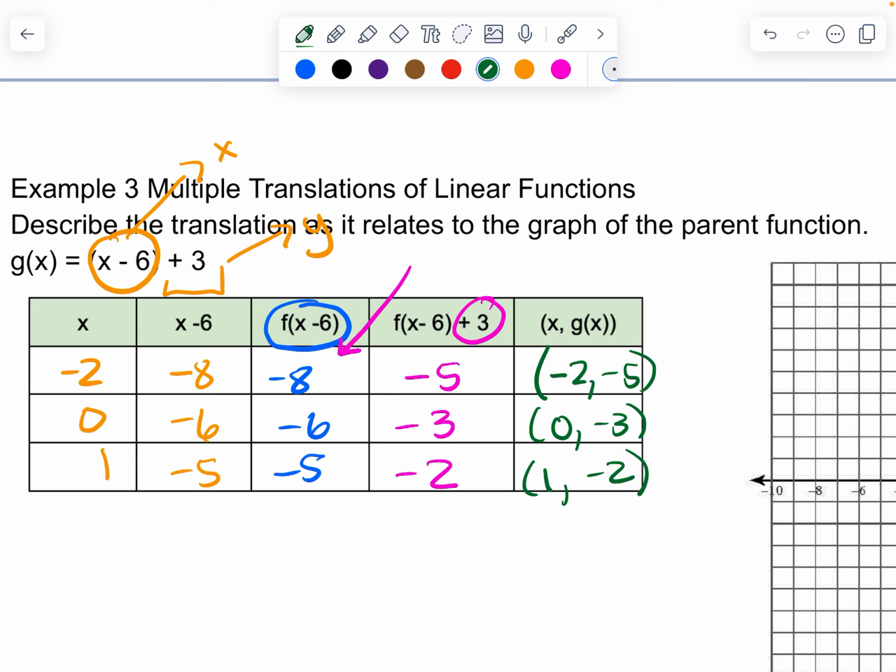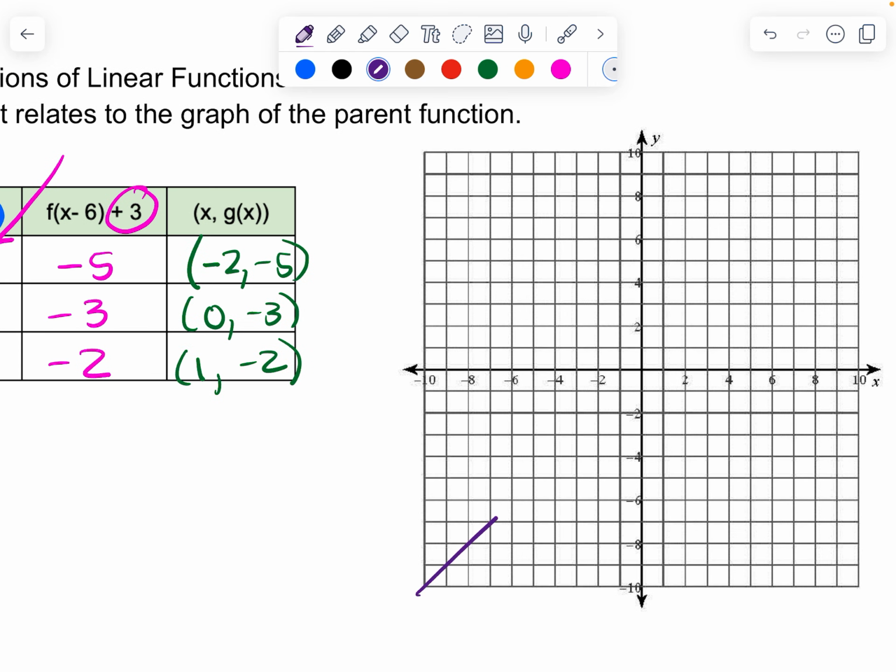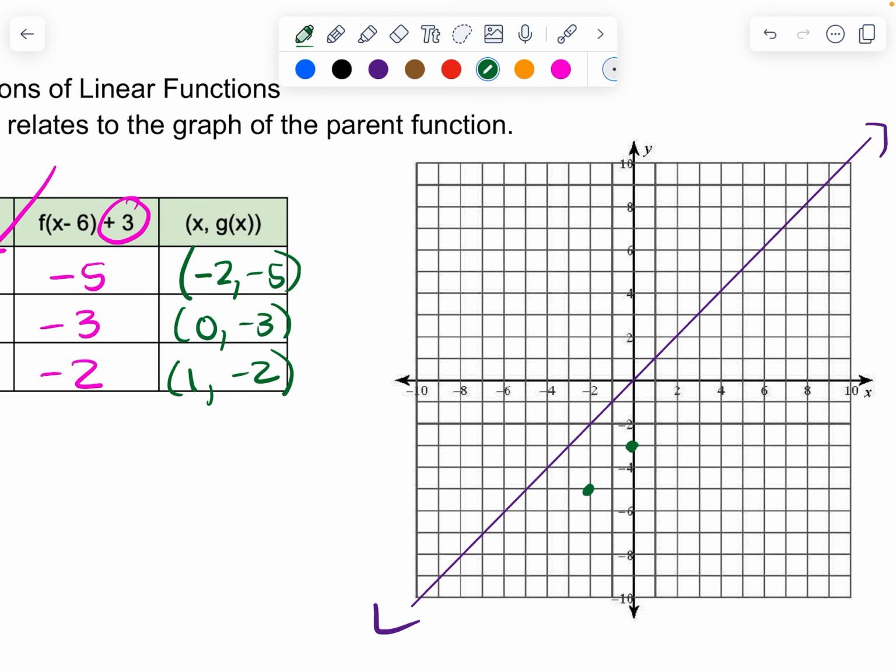Now, if I was just looking at this, I would say I'm going to the right 6 and I'm going up 3. Why they're making this so hard, I don't know. So my original graph of this is here. And then we went green. So -2, -5, 0, -3, 1, -2.